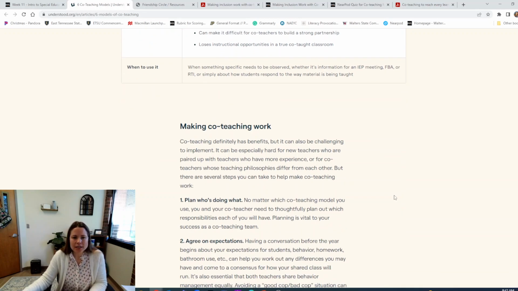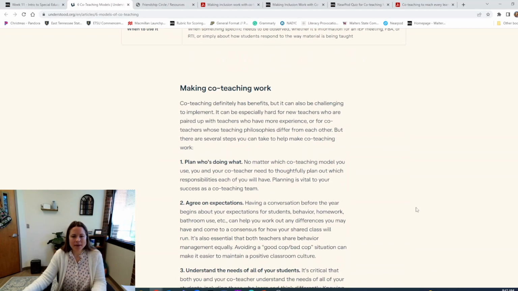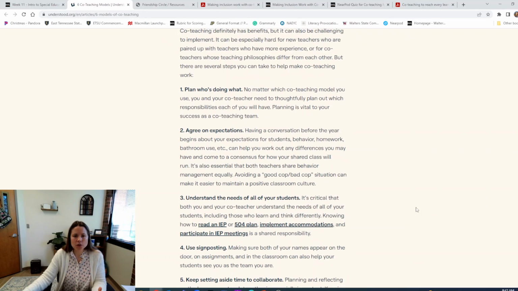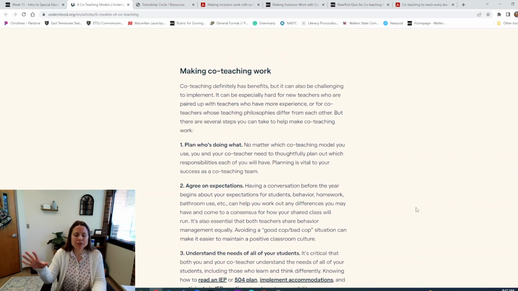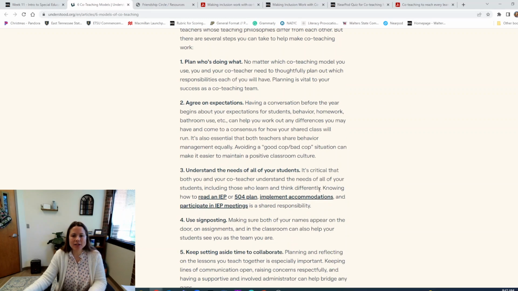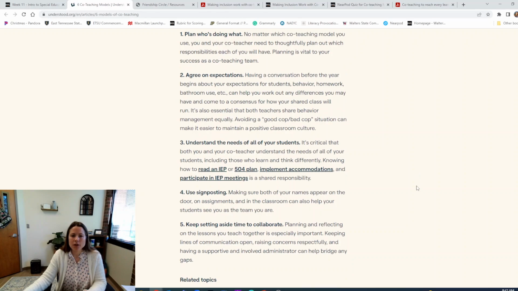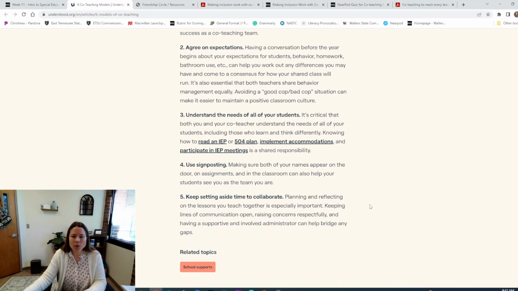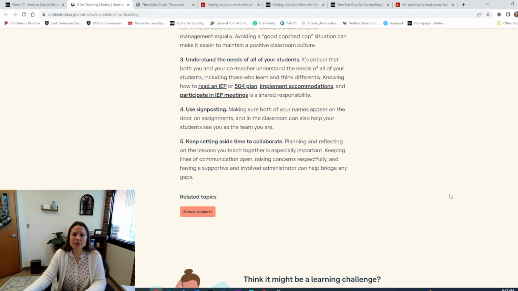So the next section here is really talking about making co-teaching work, right? So to make it work, you have to do these things. You have to plan who's doing what. You both have to agree on the expectations for the students. You have to understand the needs of all your students. So that means you both have to know the IEPs in and out, the 504 plans. You have to know the accommodations in your room. You both have to attend the IEP meetings because you both share those responsibilities.